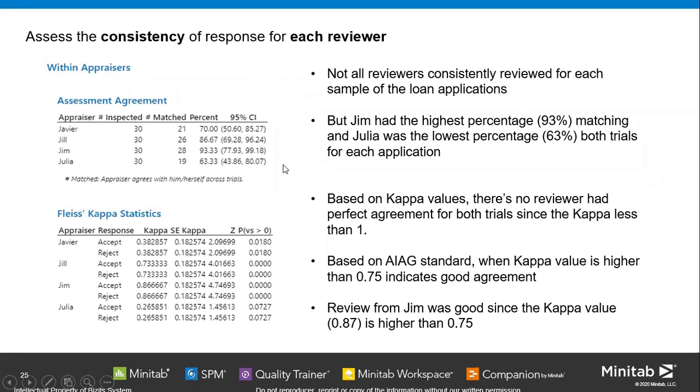Meaning that every reviewer here needs to review two times. So for every time, the consistency for Jim is only 93.33%. Okay, so meaning that if, let's say, they have 100%, they have the same judgment for every trial.